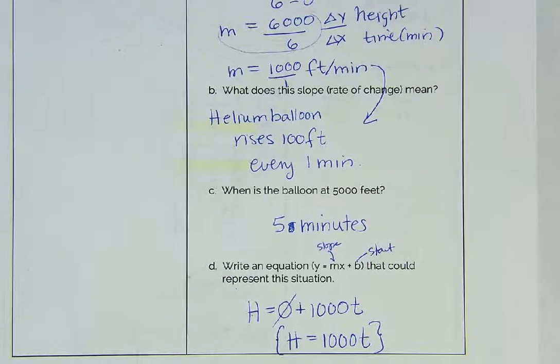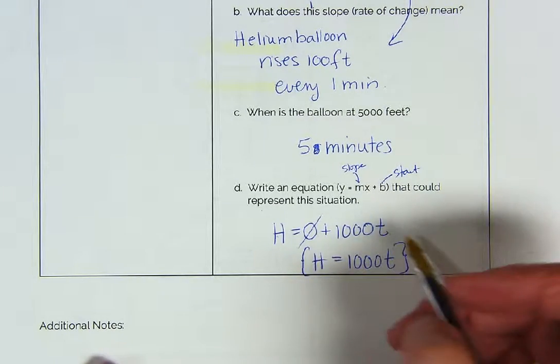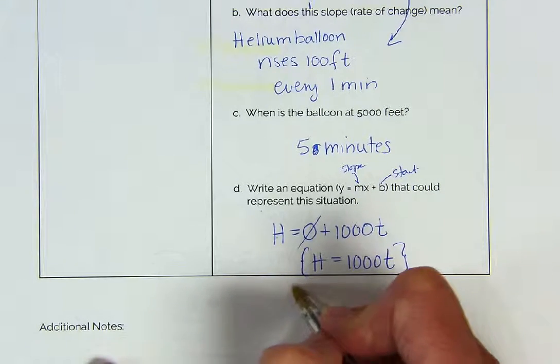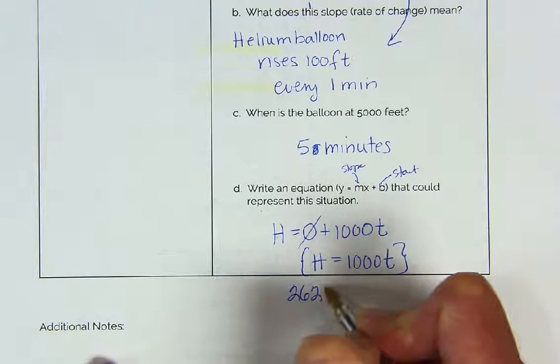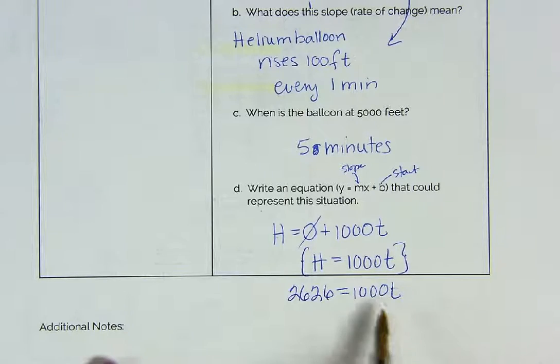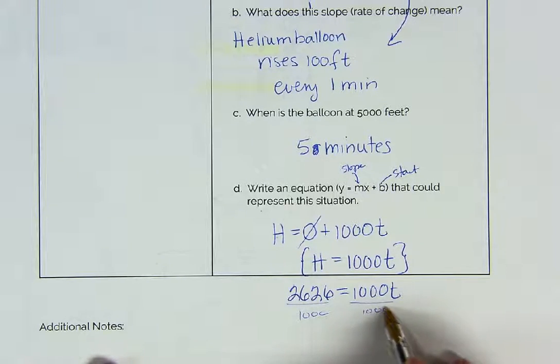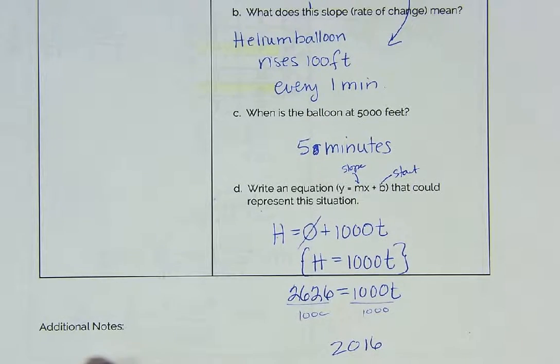And we could do some figuring, like if I wanted to figure out after how many seconds the height will be 2,626 feet, I can just plug that in for h and solve for time. So I divide by 1,000. And we'll get to that next year. Woohoo, next year, 2016, baby, 2016.